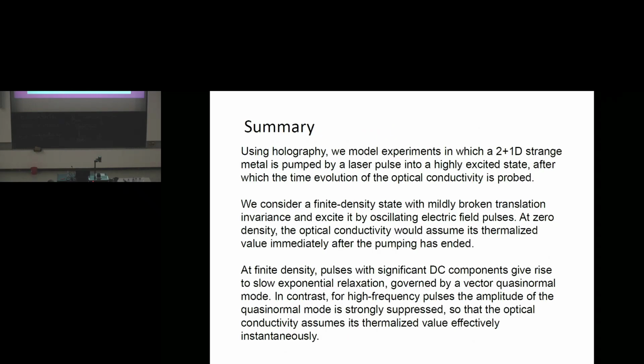So let me go through what I've told you once again. We modeled 2+1D strange metals pumped out of equilibrium by some laser pulse, and we probed the optical conductivity as a function of time in a context with mildly broken translation invariance. At zero density, we would have instantaneous thermalization. This remains the case at finite density if we don't have a significant DC component in the pump. If we do have a DC component, there is a slow relaxation, which is governed by a quasi-normal mode with an interesting factor of 2. So let me end here.